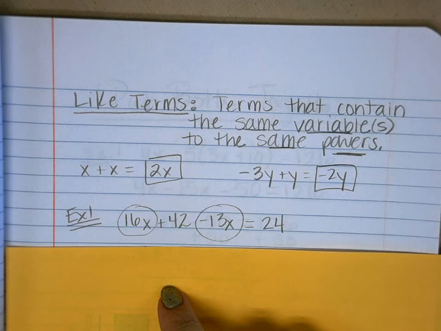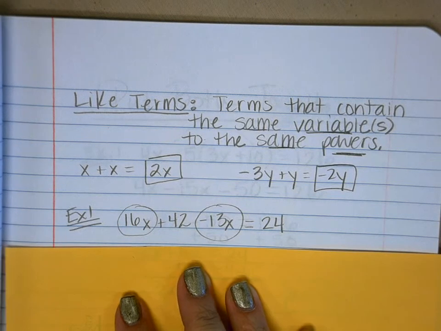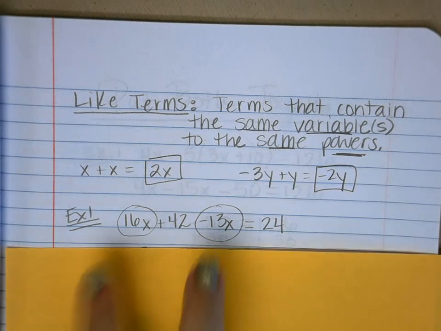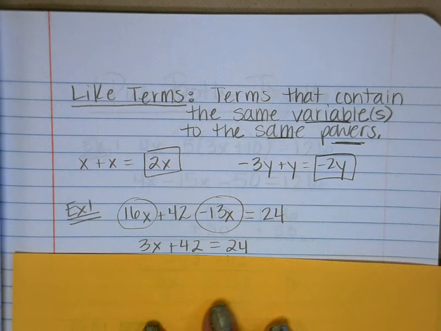If you circle your like terms, you're going to get an A. Plus, plus, plus, plus, I bet. You will. So what's 16x minus 13x, guys? 3x, good. So we have 3x plus 42 equals 24. So far, so good?